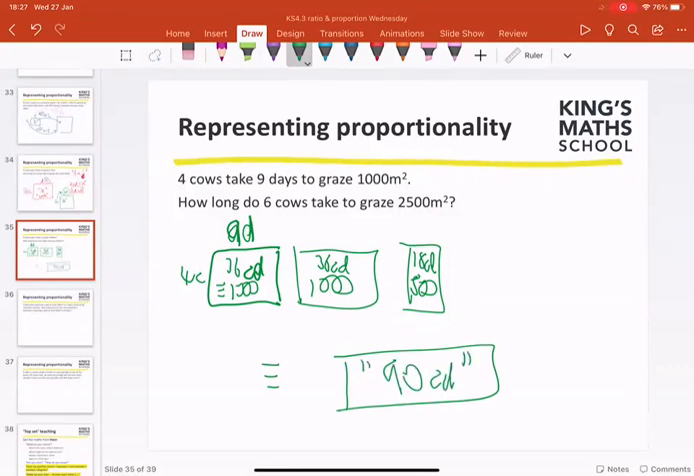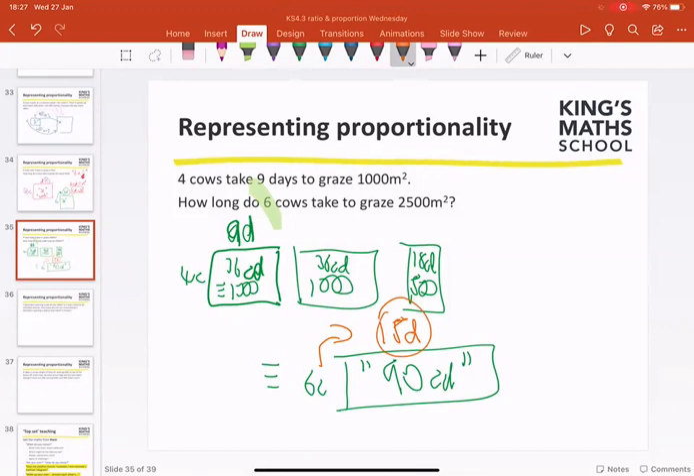So 1,000 meters is what 4 cows can do in 9 days. So that's 36 cow days worth of work. And then another 1,000 and another 500 adds up to 90 cow days worth of work. So if I've only got 6 cows, then that's going to take them 15 days to do it.